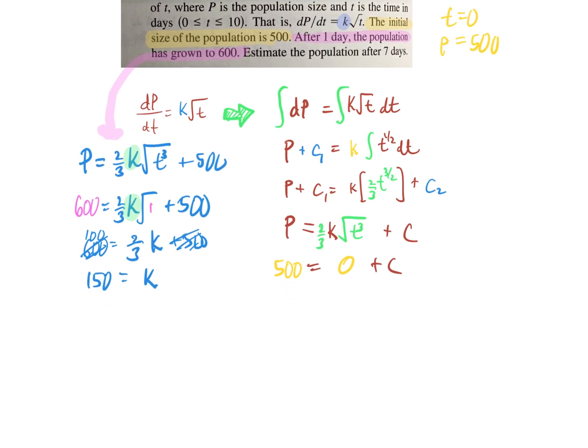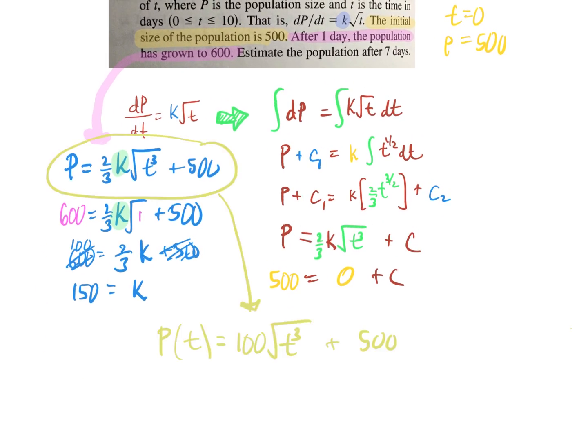All right, we are set to answer the final question. The population is 2/3 times k, and k is 150. So 2/3 of 150, which is 100, times the square root of t cubed plus 500. And now all we have to do is evaluate it when t is 7. And that is about 2,352.025. We might as well just say about this many bacteria.